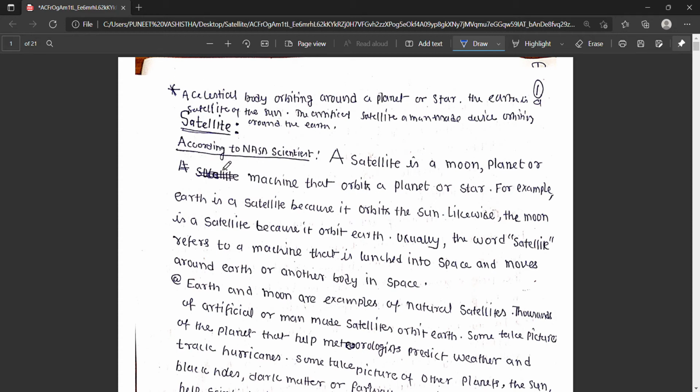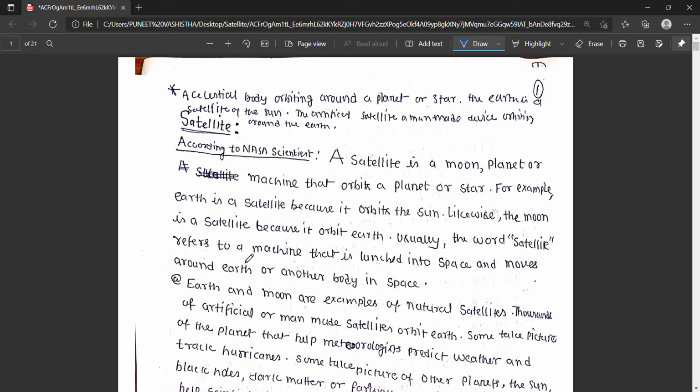Basically, according to NASA scientists, a satellite is a moon, planet, or machine that orbits a planet or star. For example, Earth is a satellite because it orbits the sun. Likewise, the moon is a satellite because it orbits the Earth. It is a kind of brief overview of the satellite, and I have told you earlier that Earth is the satellite of Sun and Moon is the satellite of Earth.